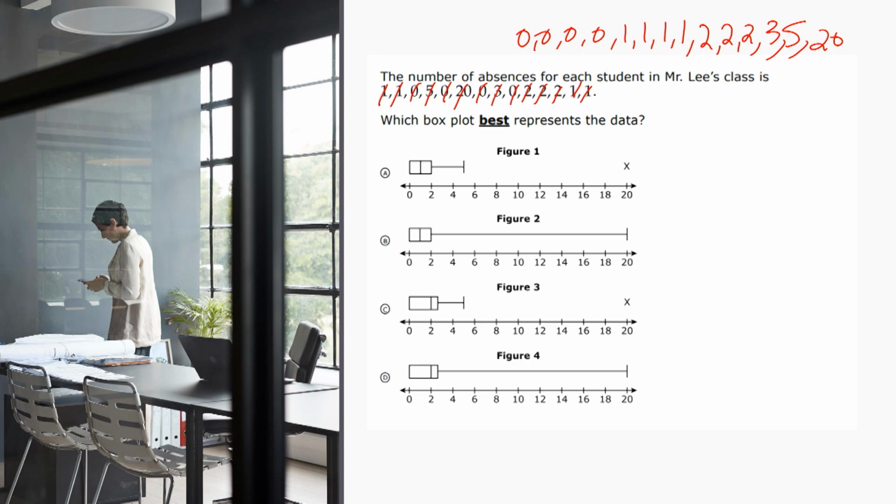So I know that what? Which one best represents the data? I know that 20 could possibly be my outlier, so it may not be my max. So let's look at these. I'm thinking that since most of my data are here, this is going to be my outlier. So I'm going to say that these two are not the answer.